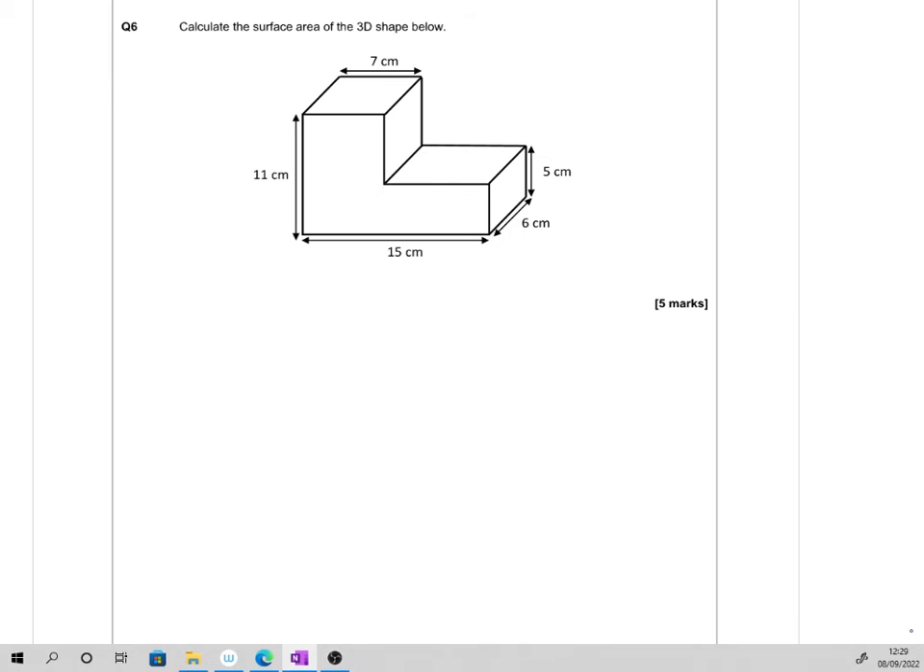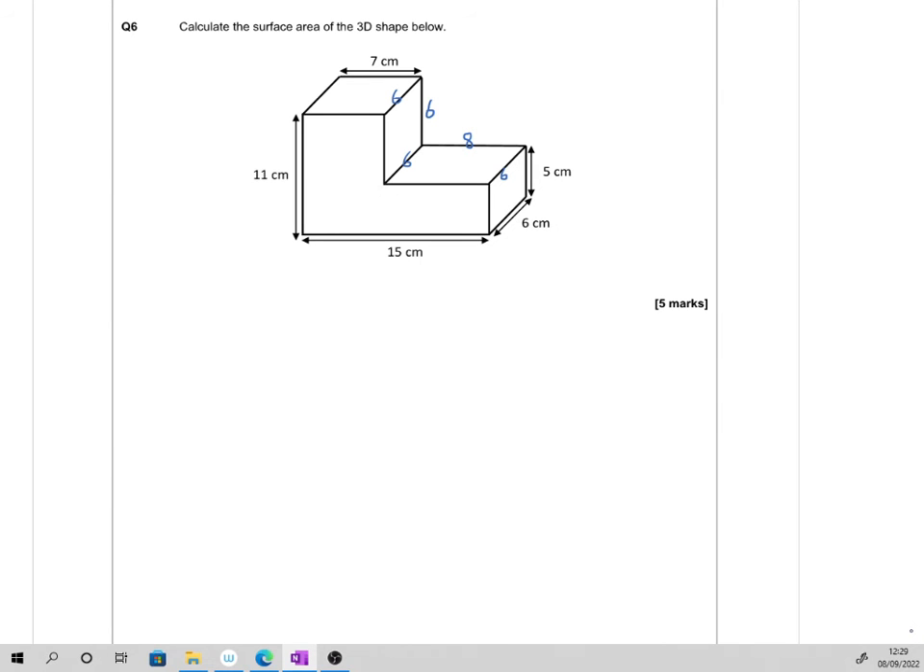Right, calculate the surface area of these 3D shapes. So we've got some bits missing. So let's have a look. So if the height is 11, and that's 5, the difference between 11 and 5 is 6. So that must be 6. Now this is 6, that's 6, that's 6, and that's 6. What about these? If it's 15 all the way across and that's 7, this must be 8 there.